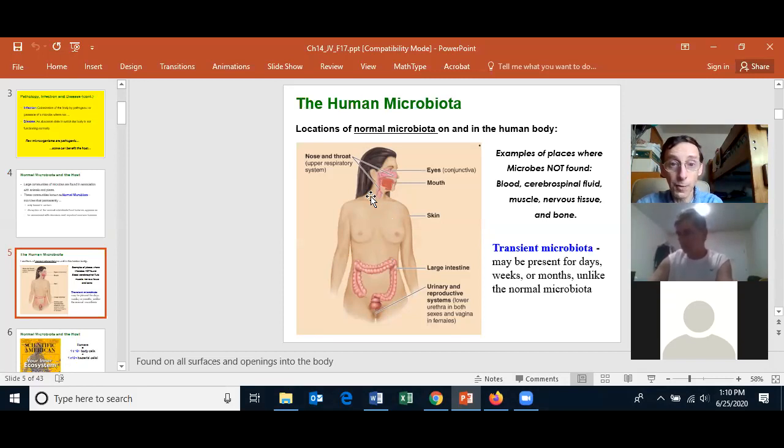Now that's the normal microbiota, which colonizes the host essentially permanently, meaning those species will be with the host throughout the host's lifetime. That's different from a transient microbiota, which may be present on the host for days, weeks, or months, but unlike the normal microbiota, does not permanently colonize the host.